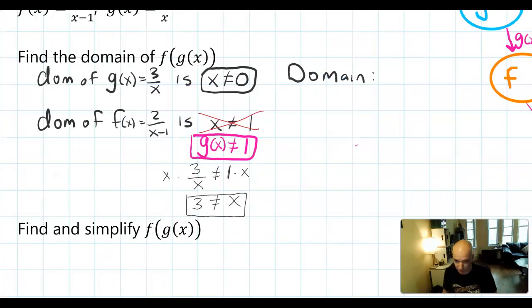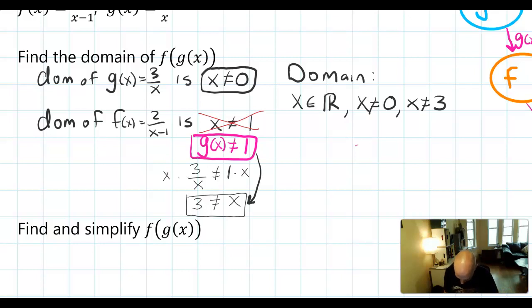So then if we write out what the domain kind of should be, we need x to be a real number. But x should not be 0, and x should not be 3. And we don't care about the g of x not equal 1 part, because all that really served was to tell us that x itself should not be 3. So that's how you could do this in, say, set builder notation. But you could also write it in interval notation like this, using unions to exclude the 0, and unions to exclude the 3.